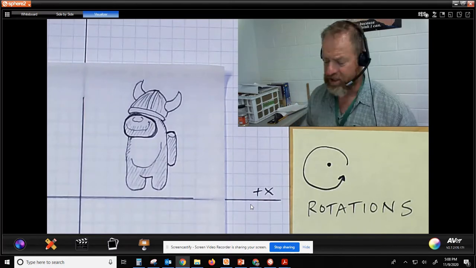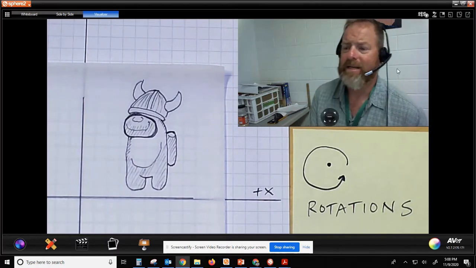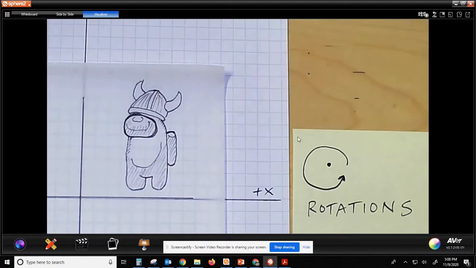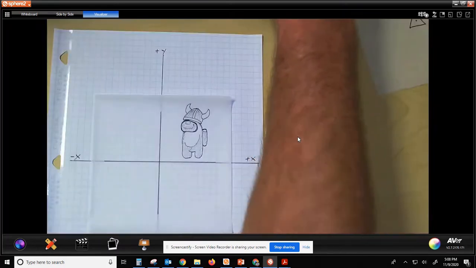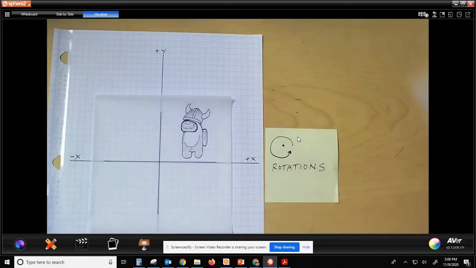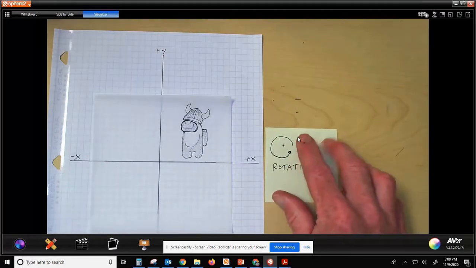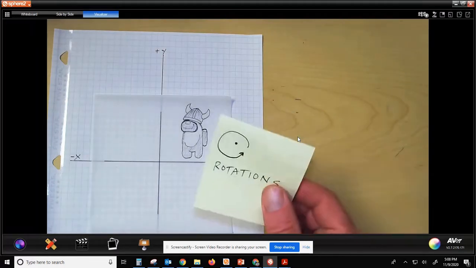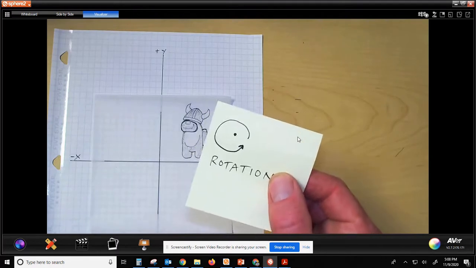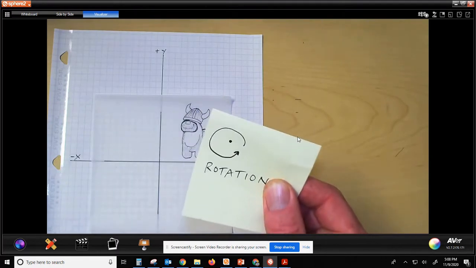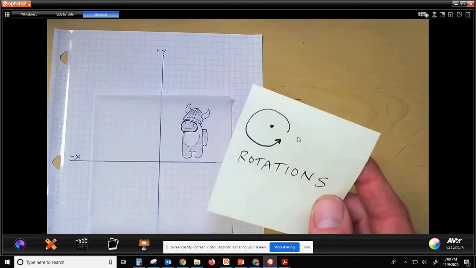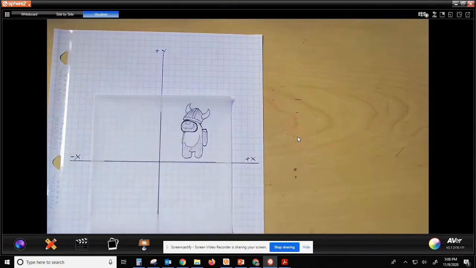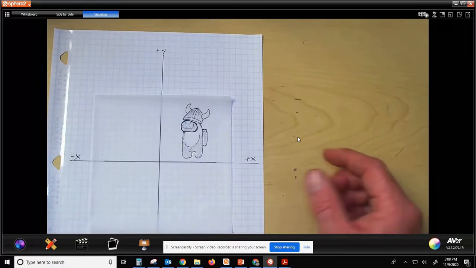Here's a rotation. I'm going to take my picture away for a second. I'm going to zoom out here. And now you see that I have a piece of paper. Rotations is my topic. It looks like this. When you rotate around a spot, a point, a center of rotation, this one happens to be counterclockwise. That's what it looks like. Let's see what it does to an image.